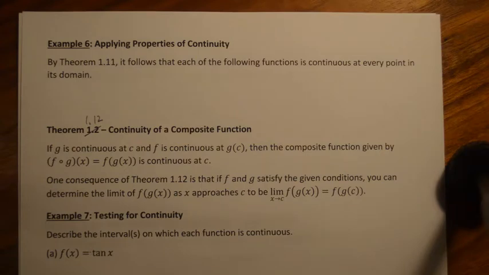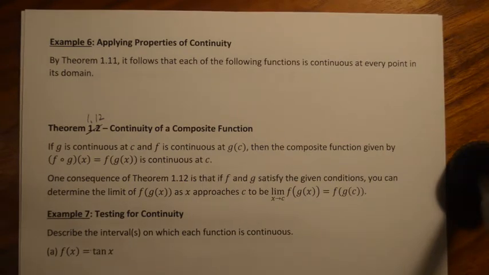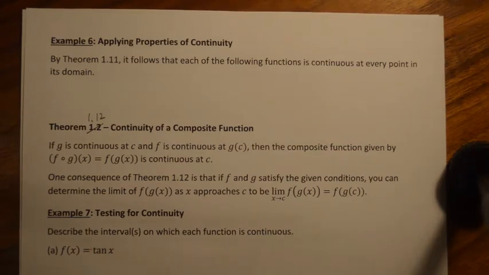So it says, by applying theorem 1.11, remember that was at the bottom of the page before, which says that if B is a real number and F and G are continuous at some point C, then everything that we want to be continuous is also continuous. So if we take a scalar multiple of our function, it's still continuous. If we add or subtract the two functions, it's still continuous. If we take the product of the functions, it's still continuous. And if we take the quotient, it's still continuous as long as the denominator doesn't equal 0.